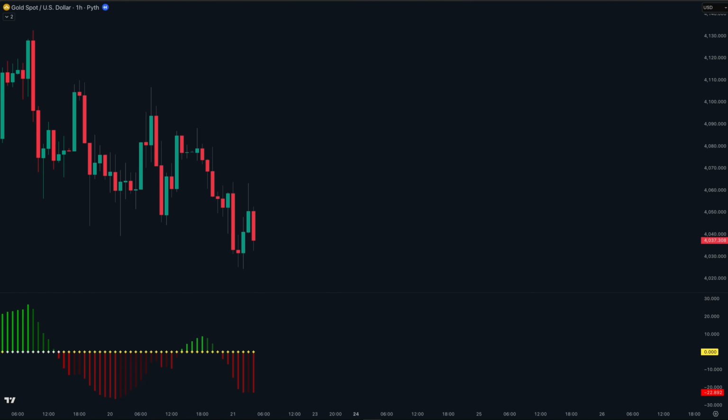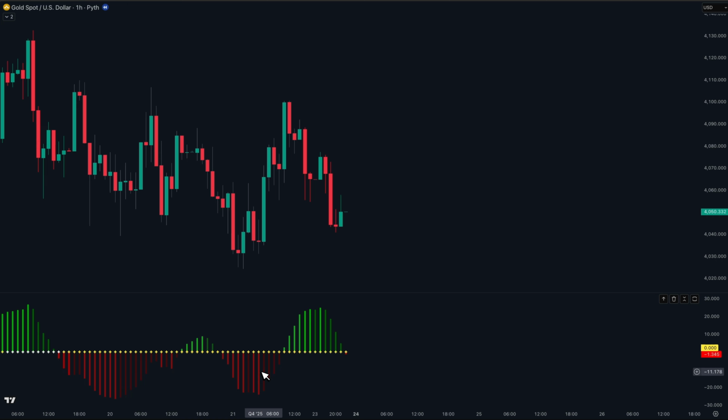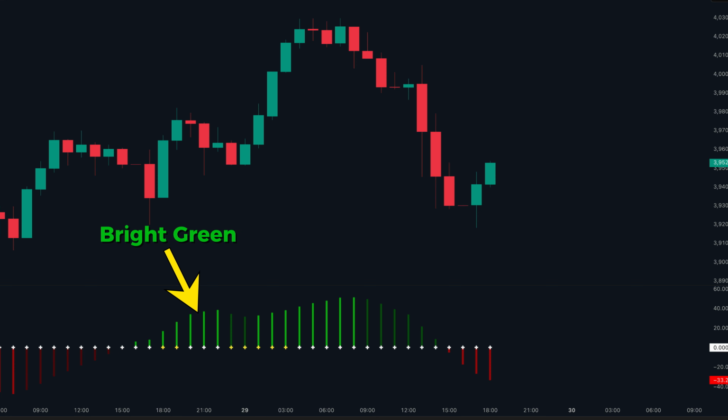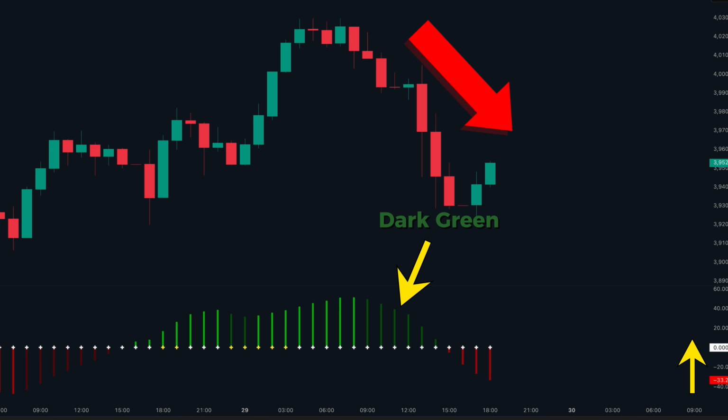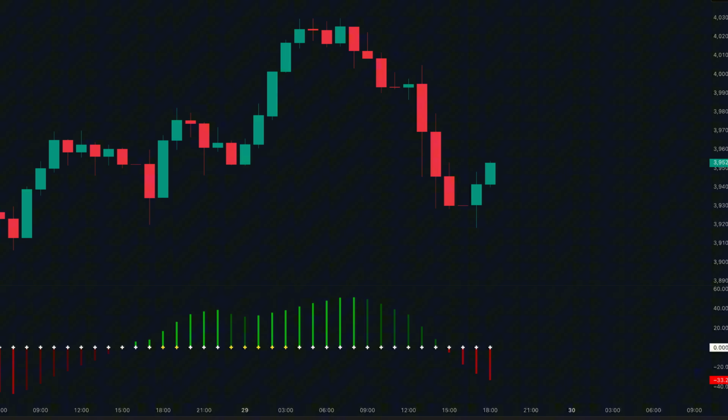Let's talk about the first one, the histogram, these rising and falling bars in different shades of green and red. This is where the squeeze momentum indicator reveals who's currently controlling the market. When the bars turn bright green, momentum is strongly bullish. Buyers are in charge and pushing price higher. But when bright green fades into dark green, momentum is still above zero, but it's slowing down. That usually means bullish pressure is weakening and bears may start stepping in.